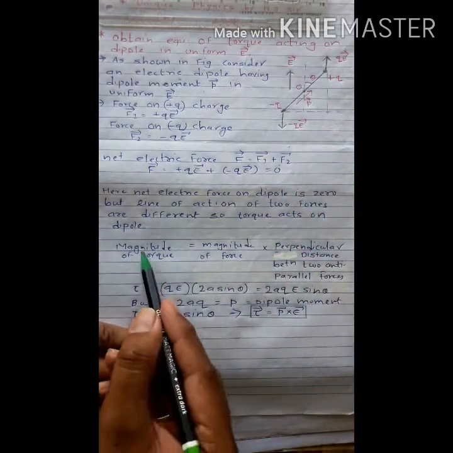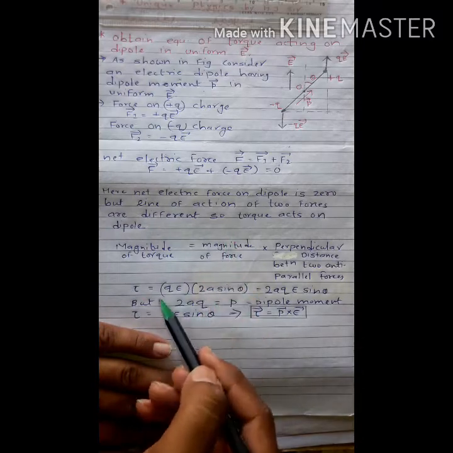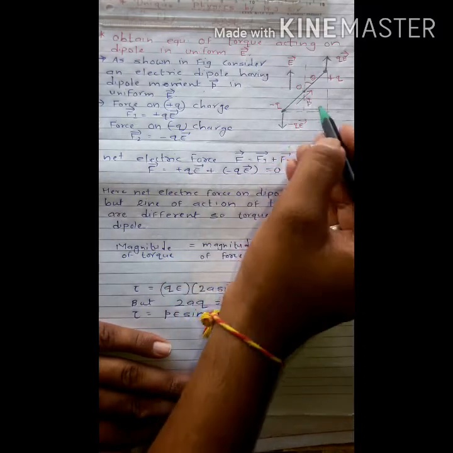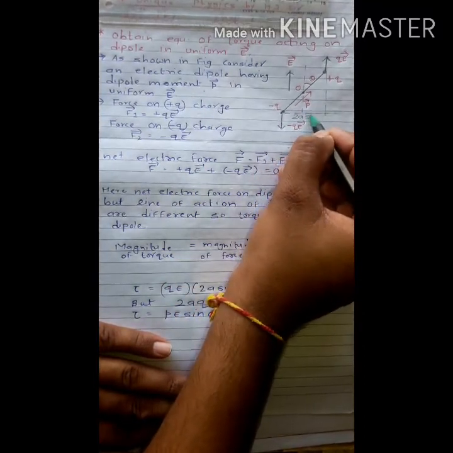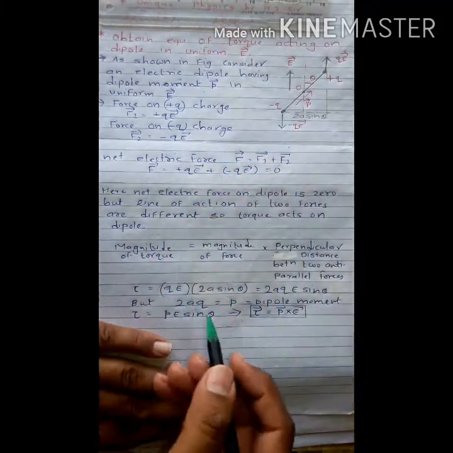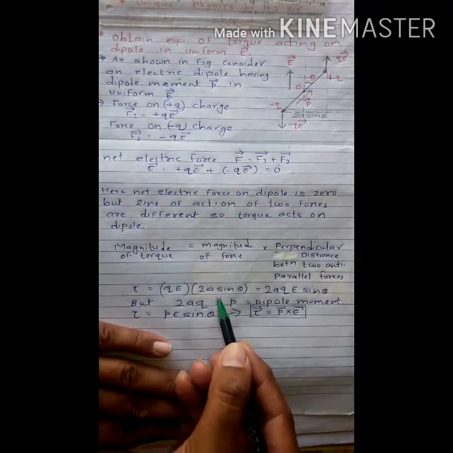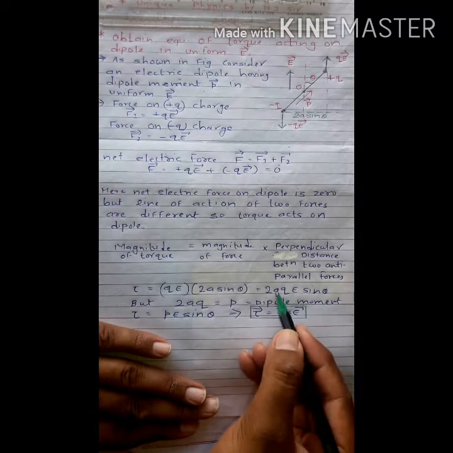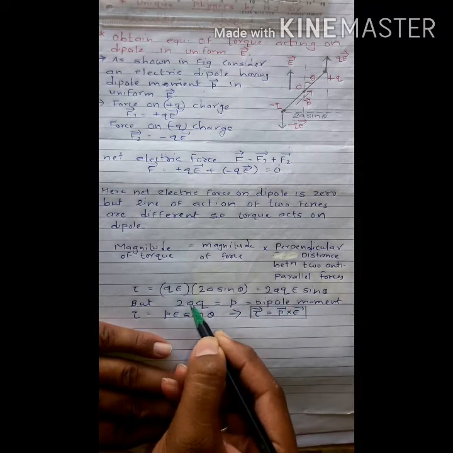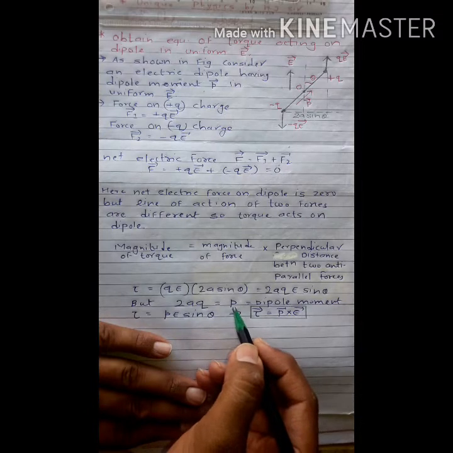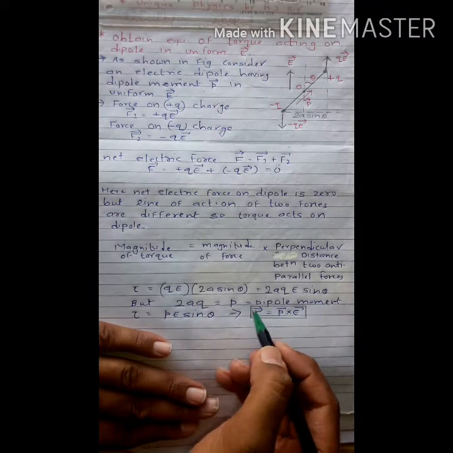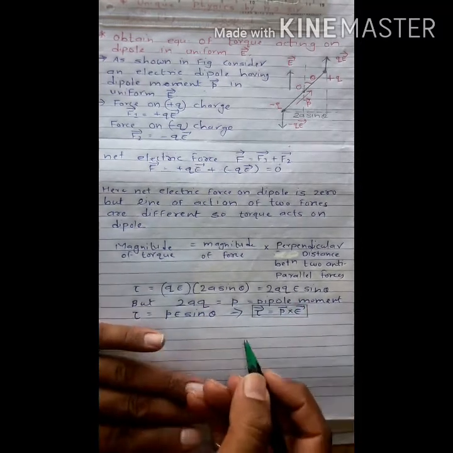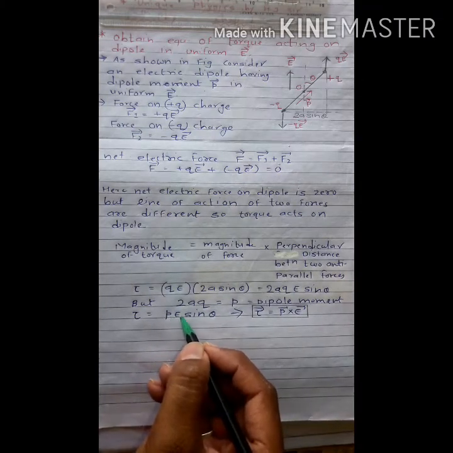So the magnitude of torque is denoted by tau. The magnitude of force, meaning electric force, is QE, and the perpendicular distance, this distance, is 2a sin theta. So our equation is 2aq into E sin theta. Now this is our standard quantity, 2a into q, distance into charge. This is nothing but the dipole moment. It is denoted by P. So instead of 2aq we use P, the dipole moment. So our equation of torque becomes tau is equal to P into E sin theta.